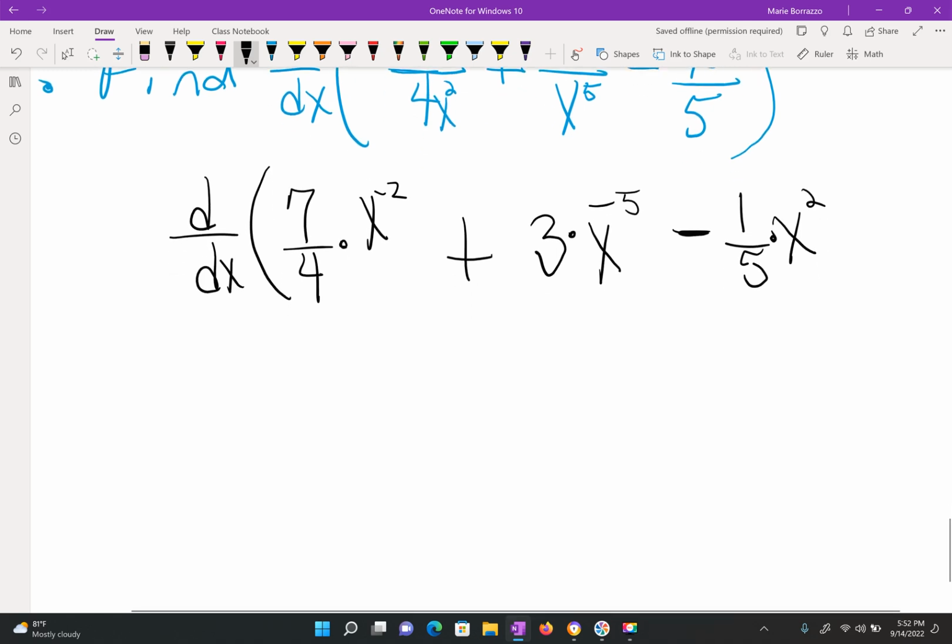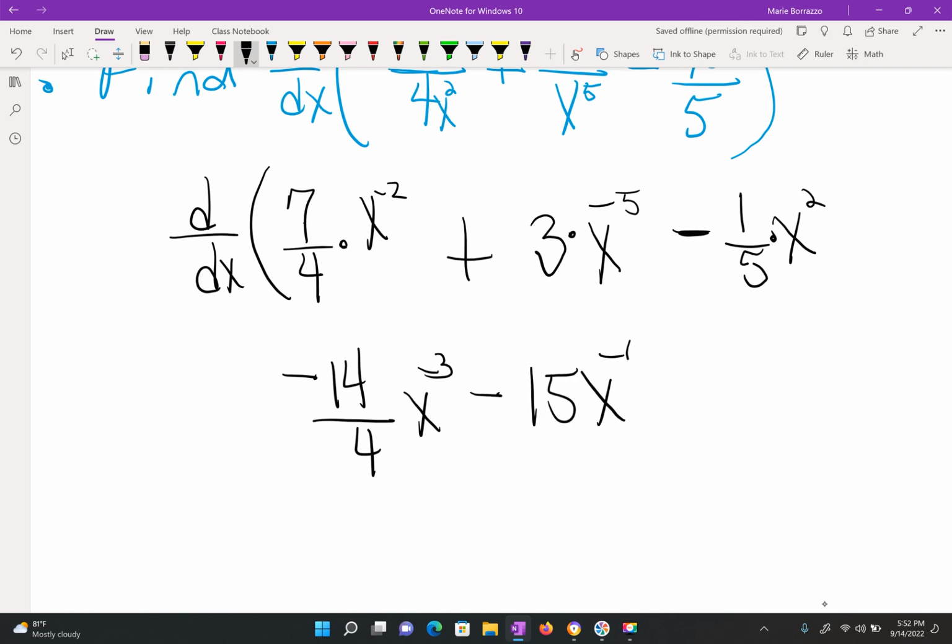Right. So negative 2 times 7 over 4, negative 14 over 4, x to the negative 3rd, correct? Yeah. That's the first step. Minus 15 x to the negative 6, because I'm taking away 1 on the exponent after I multiply. And this is minus 2 over 5 x, because I take away 1, right?